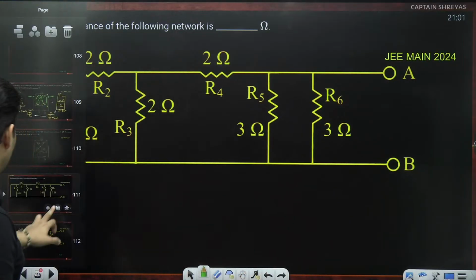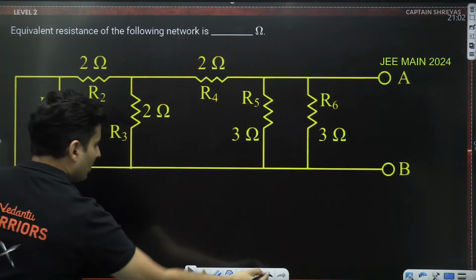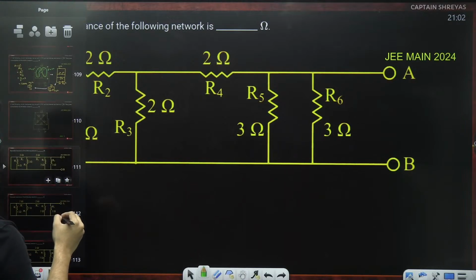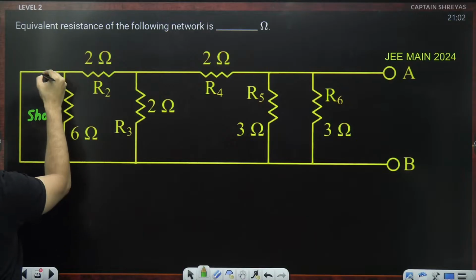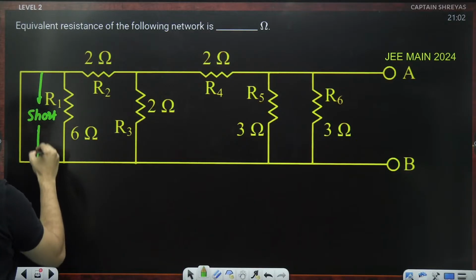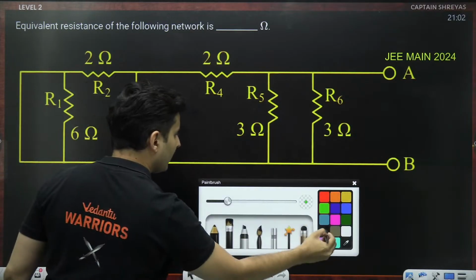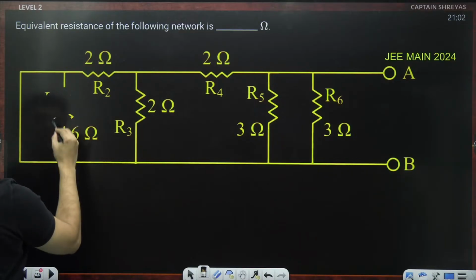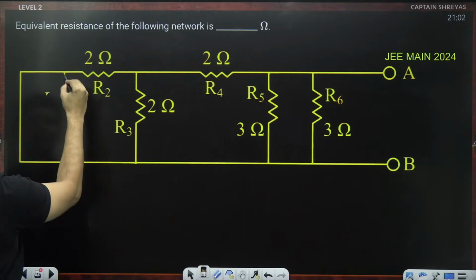So let me just draw a duplicate. Before that, I am just saying we are shorting. We are basically shorting these 2 points together. So that means this resistance will become useless. So let me completely get rid of this resistance as such. It's of no use.